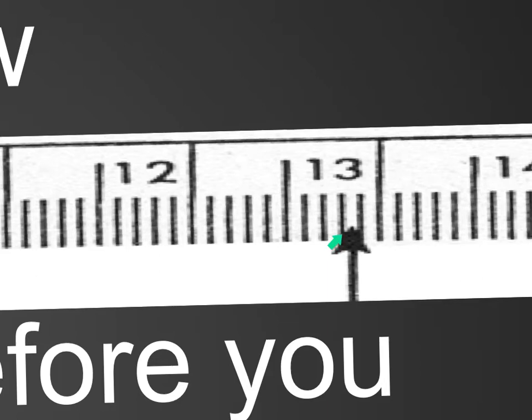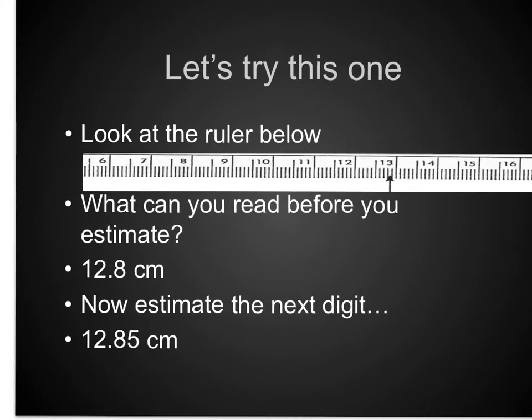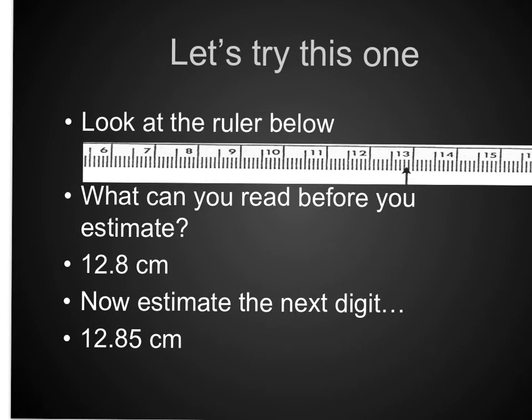Now, we know that this measurement is between 12.8 and 12.9. 12.8 would be a certainty, but because it's between 12.8 and 12.9, we can estimate that last digit to be about halfway in between. So we can say that this is 12.85. If you zoom back out, what can you read before the estimate? We could read with certainty that it was 12.8. Now we estimate the last digit, and that's 12.85. So 12.85 is the number that we would use for our calculations.